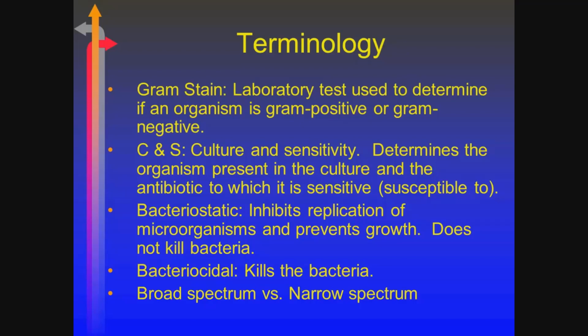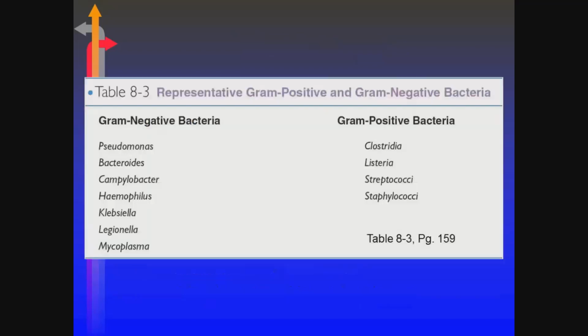Then we talk about broad spectrum and narrow spectrum, and I'll come back and visit that again on another slide. But obviously, broad spectrum is going to cover a whole lot more organisms than a narrow spectrum, which only covers certain organisms. Some of the more common gram-negative and gram-positive: really, staph and strep are the two primary ones we end up finding as being infectious agents. The gram-negatives are always a little bit harder to kill and are a little more prevalent.